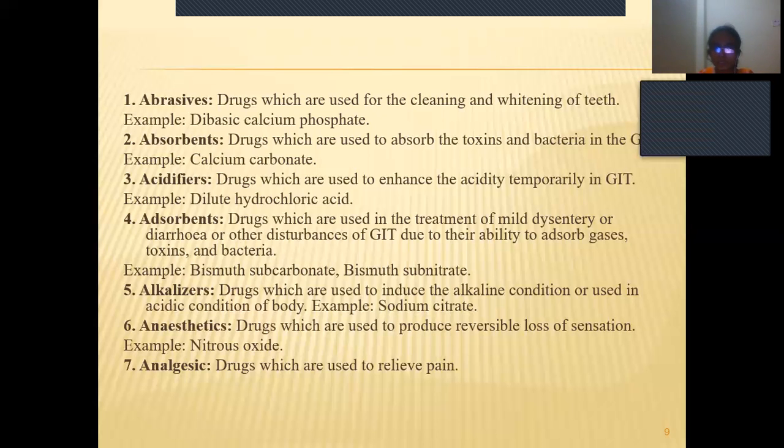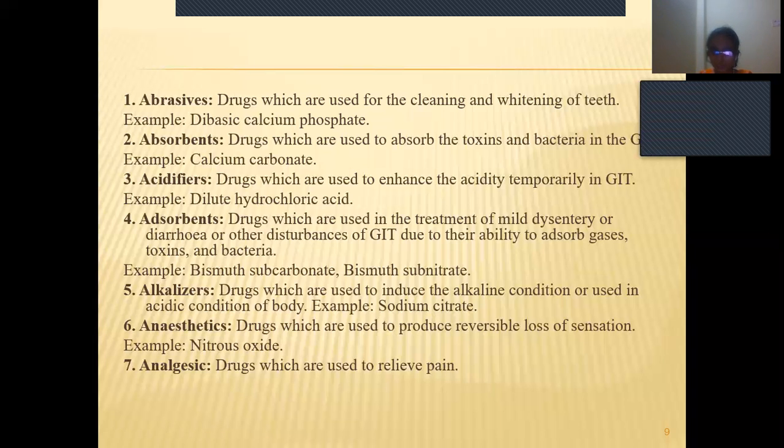Examples are bismuth subcarbonate and bismuth subnitrate. Next, alkalizers. These drugs are used to induce alkaline conditions, or are used in acidic conditions of the body. The acidifiers release acid, but a larger amount of acid released is also a problem for us, because it will cause ulcers, and the formation of ulcers is dangerous. In order to avoid it, to neutralize the acid, we are using the alkalizers.